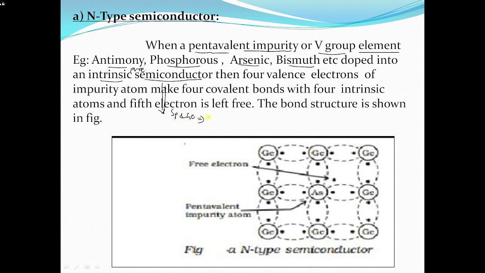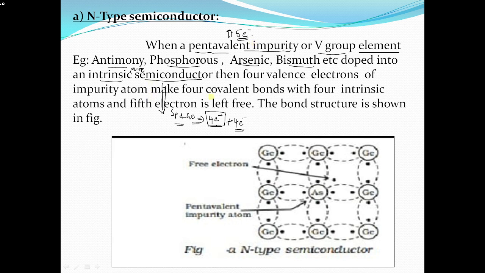How many valency electrons do they have? They have 4 valency electrons, but we are doping with a pentavalent impurity, which has 5 valency electrons. In order to attain stability, in order to get the octet configuration of 8, silicon and germanium require 4 more electrons, but we are giving 5 electrons.